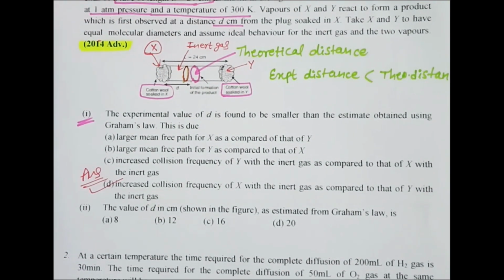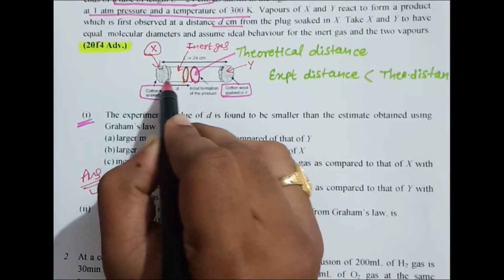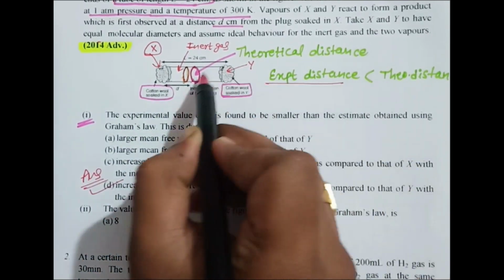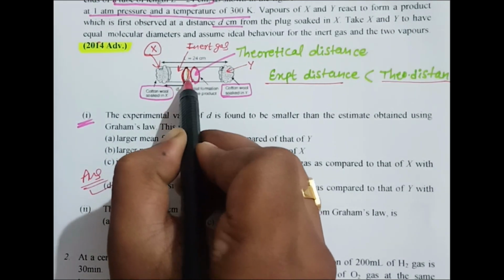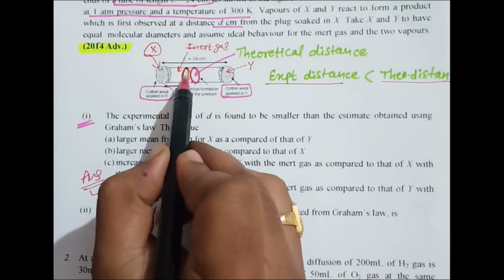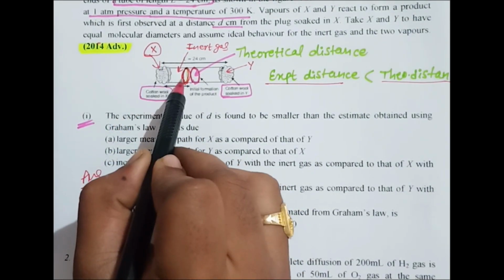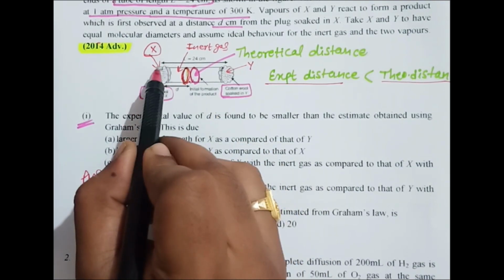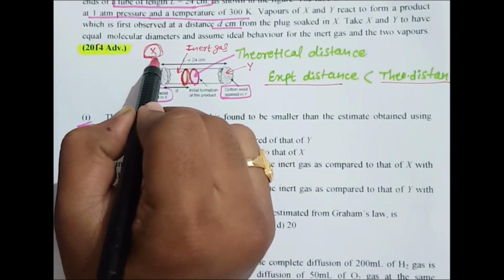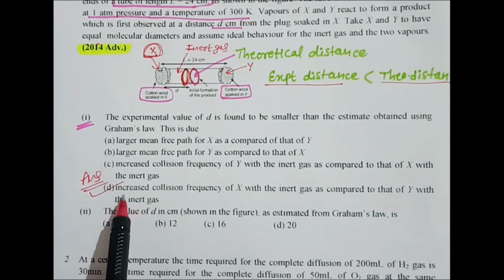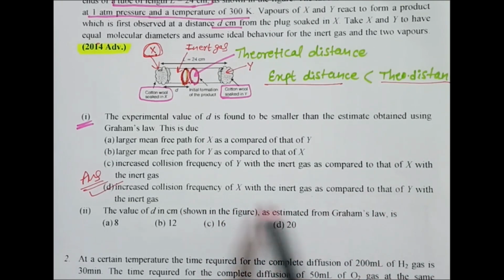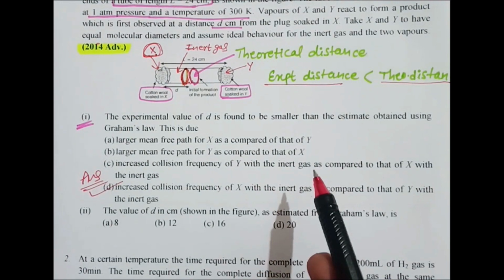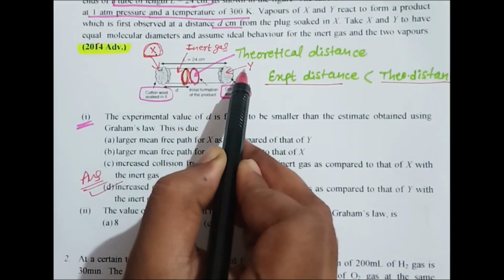Understood? I repeat once again. Actually this was supposed to be the meeting point of X and Y, but the experimental distance is coming less than the theoretical distance, meaning experimentally they are meeting at this point. So X is moving a lesser distance than Y. Why is it so? Because X is facing more collisions with the noble gas. That is what is said: increased collision frequency of X with inert gas as compared to Y with inert gas. So X is traveling less distance and Y is traveling more.